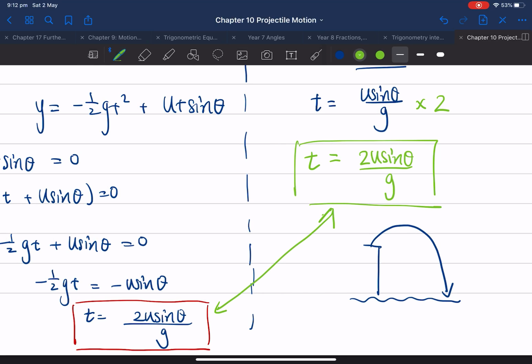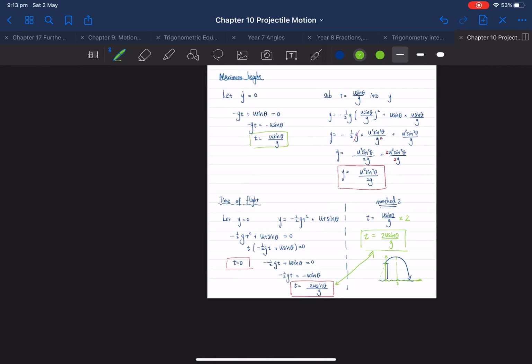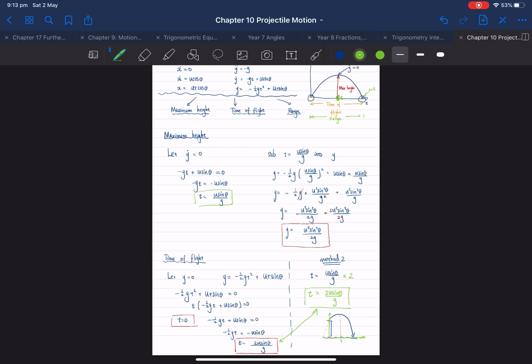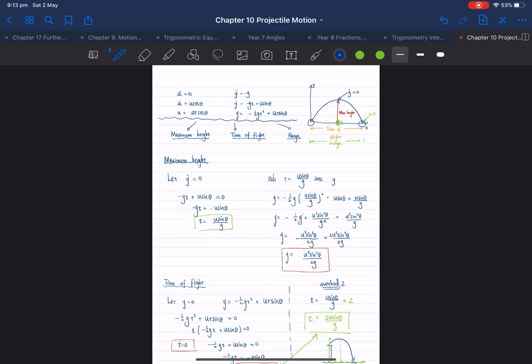Because in this diagram here, that is the maximum height, and that's the time it takes. However, this is not a symmetrical diagram because the starting point is here. If we draw a vertical and a horizontal axis, you can see this is not a symmetrical diagram. So this method is not going to work. You still need to let y equal 0 to find the time of flight. All right, so we're going to move on to the next one.